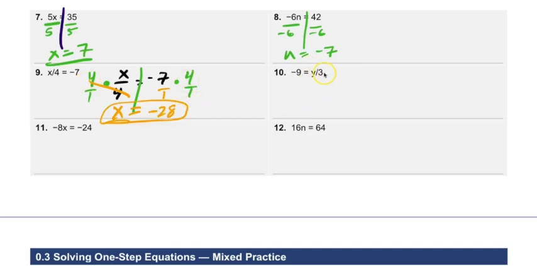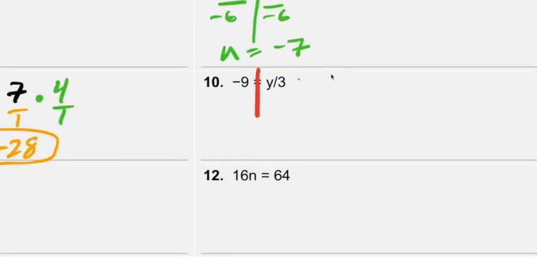And moving on to this one. Same idea. I'm not going to rewrite this time. But this is y divided by 3. So we're going to do the opposite. Instead of dividing by 3, let's multiply both sides by 3. That would cancel with that one, because again, this is on top, this is on bottom. Negative 9 times 3 is negative 27.